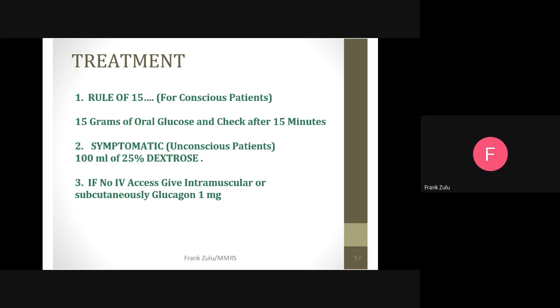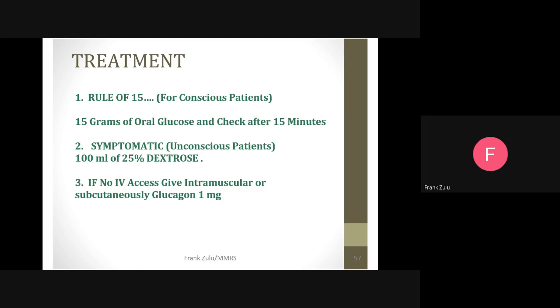15 grams of oral glucose. Then check after 15 minutes. This person should pick up, they'll recover. Okay. In a case where it is so severe that this person is unconscious, when a person is unconscious, they have to go to the hospital.